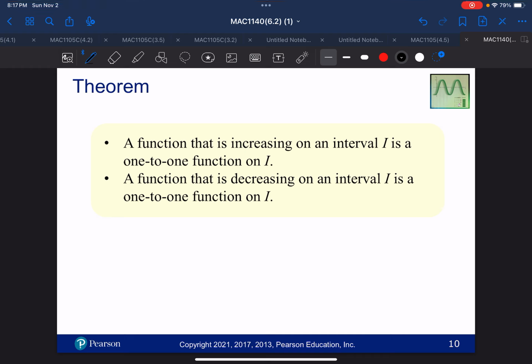For this theorem, it says that a function that is increasing on an interval I is a one-to-one function on I. Any function that is continuously increasing. And similarly, any function that is continuously decreasing on an interval I is a one-to-one function on I.